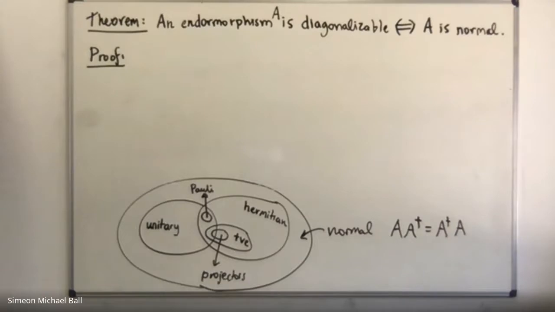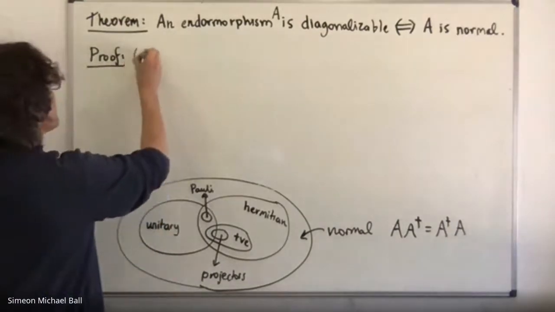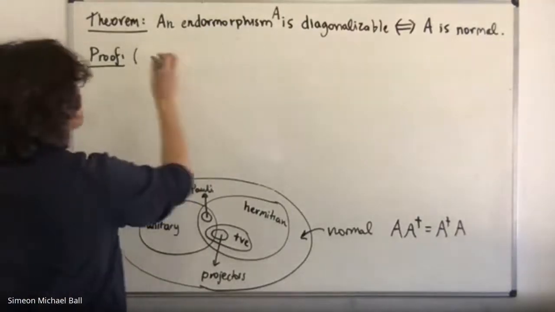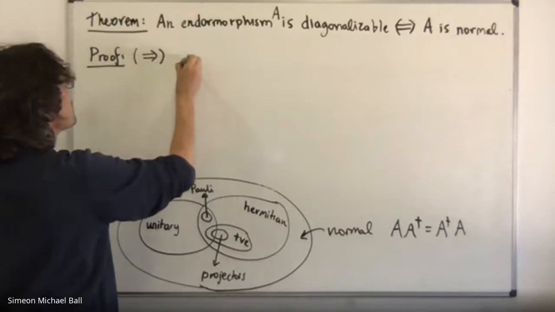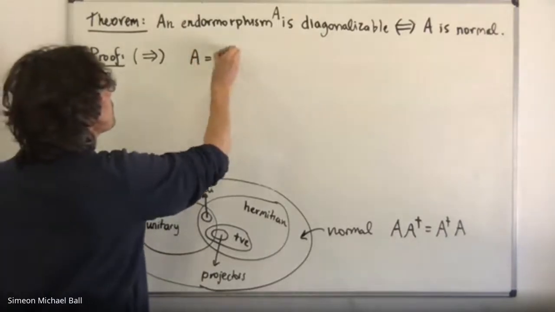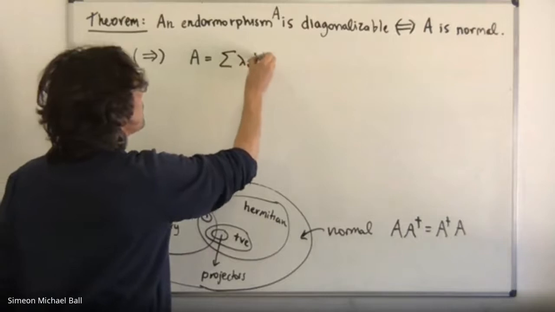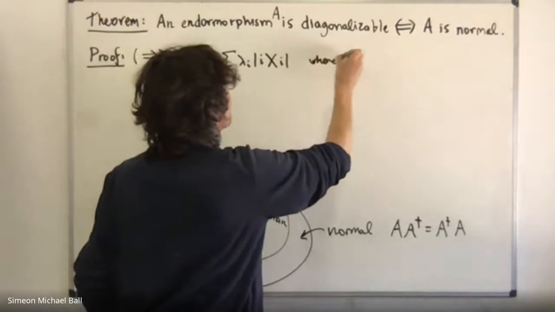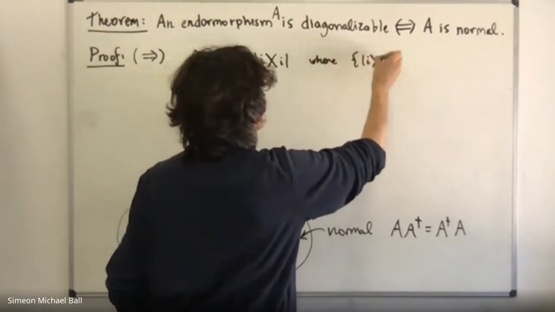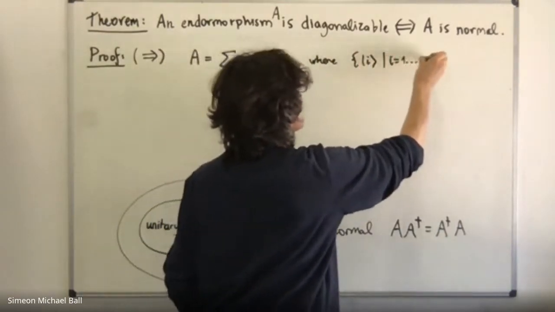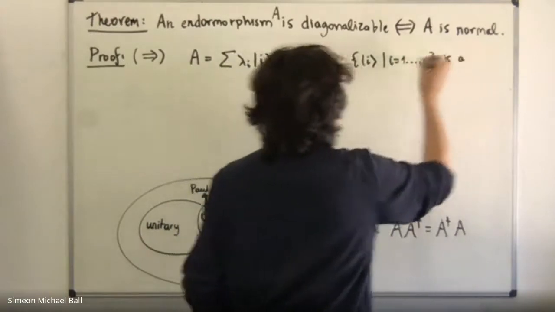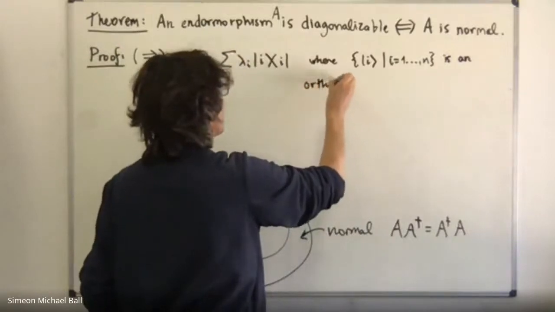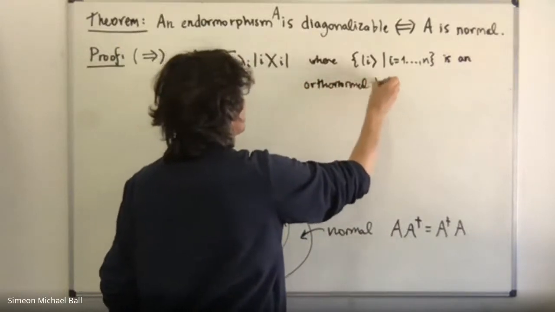Okay, so let's go the easy way first, which would be, let's assume that it's diagonalizable. So if it's diagonalizable, then A is equal to, by definition, lambda, where the vectors form an orthonormal basis of eigenvectors.